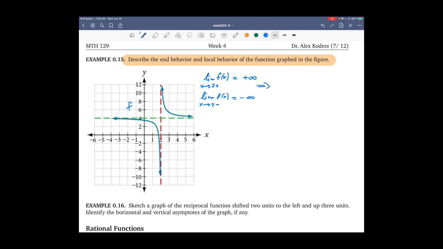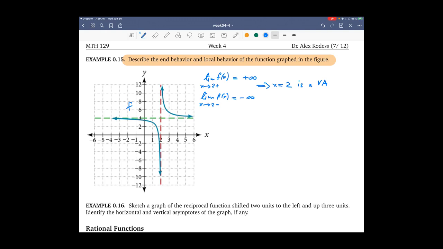So that means x equals 2, either of these, not necessarily both. You don't need both of these. Either of these implies that x equals 2 is a vertical asymptote, VA.